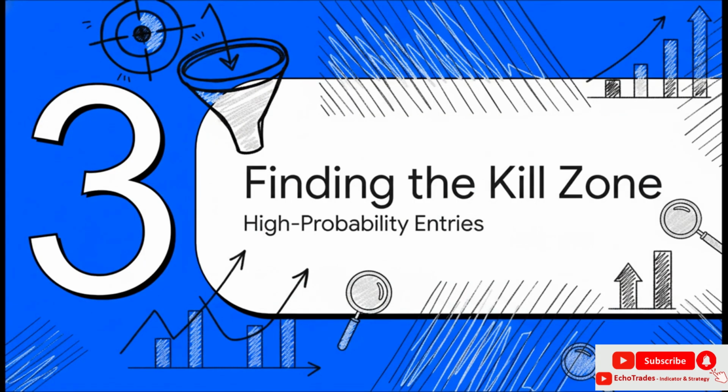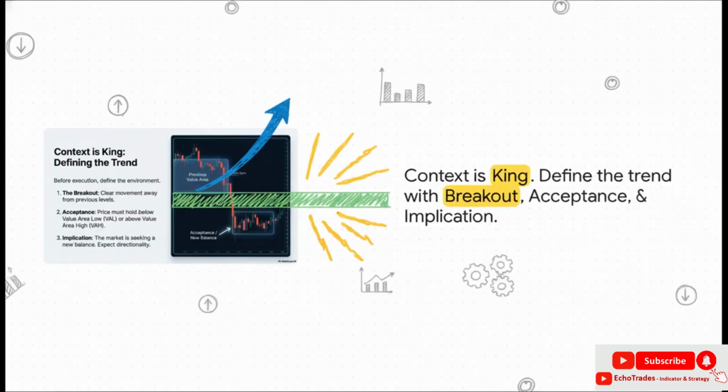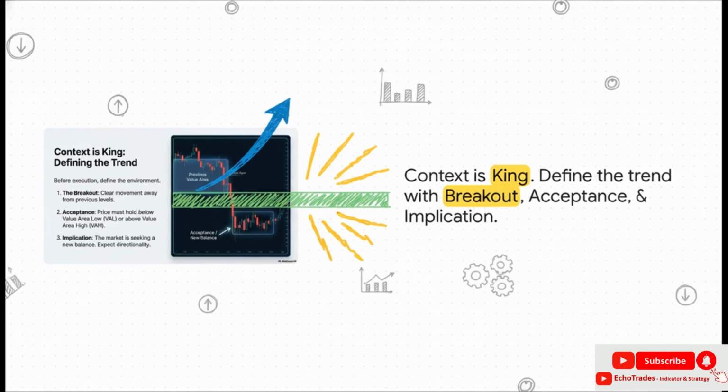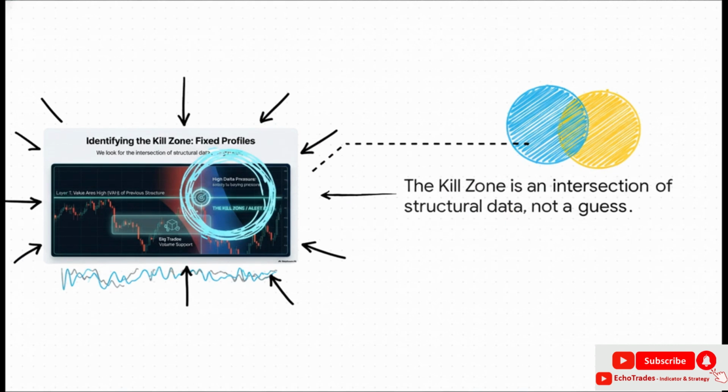Okay, this is where it gets really good. Now that we can speak the language, we can start finding our high probability hunting ground, our kill zone. This isn't just about what to look for, but where to look. But hold on. Before we even think about pulling the trigger, we need one thing. Context. Because context, trust me, is king. First, you need a clear breakout from a previous area of balance. Second, you need acceptance, where the price proves it's comfortable outside that old zone. And the implication? It means the market is actively searching for a new level of value, and that gives us direction.